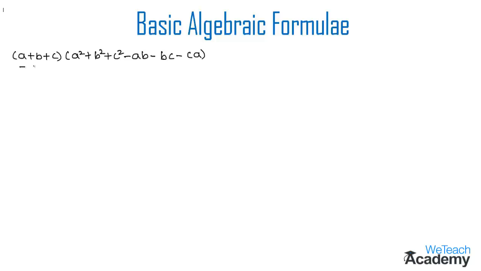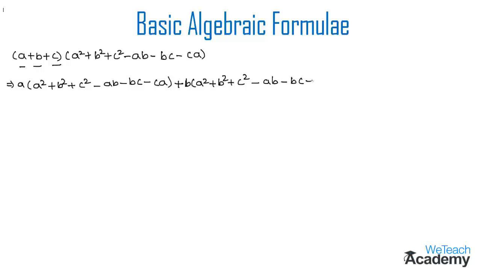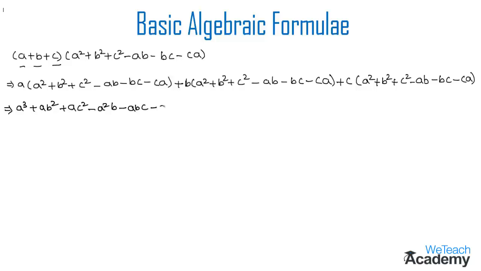Now let us multiply the individual terms a, b, c with the whole group. So we can write this as a into (a square plus b square plus c square minus ab minus bc minus ca). And by multiplying b with the group, we can write b into (a square plus b square plus c square minus ab minus bc minus ca), plus c into (a square plus b square plus c square minus ab minus bc minus ca). And now by multiplying the terms we get a cube plus ab square plus ac square minus a square b minus abc minus a square c.